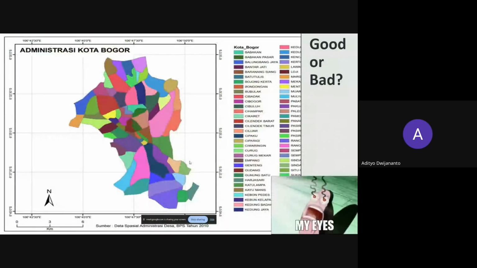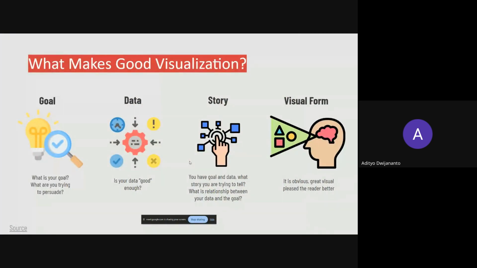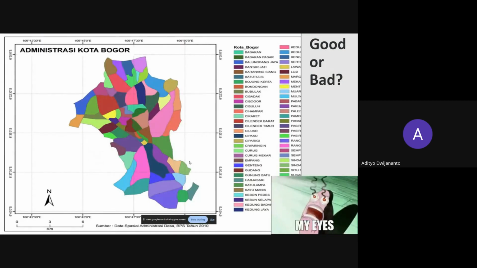And how about the next one? So this is actually, yeah, when I'm seeing this, it's too much color, and I don't know about the goals. Maybe the goal of the one who created this is to convey to the reader that this is the administrative area of Bogor city in Indonesia. But the creator is using a lot of color, which visually does not please the reader, because too much color affects the map and impacts the readers who see it. This map is too much for myself.